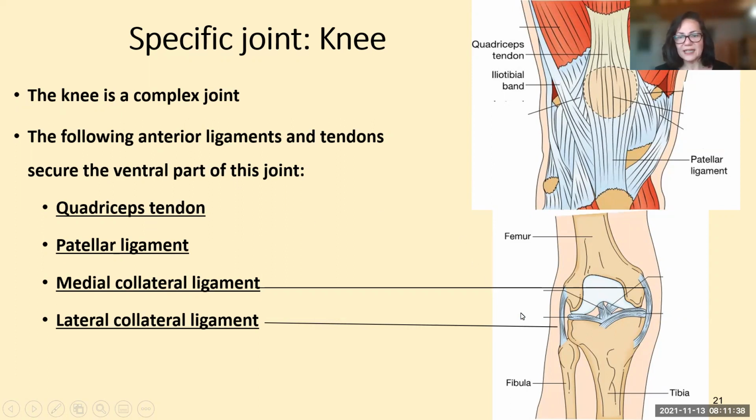And then on the sides, the knee is reinforced by these so-called collateral ligaments, meaning they're on the outside. They're on the sides of the knee joint, medial and lateral collateral ligaments. Medial, of course, is on the tibia side and lateral is on the fibula side.